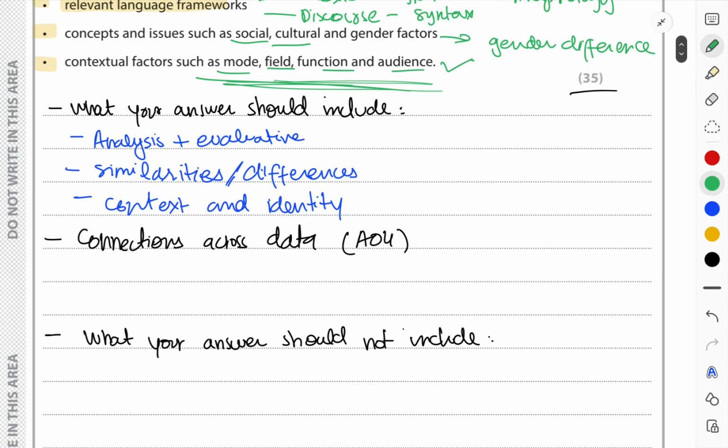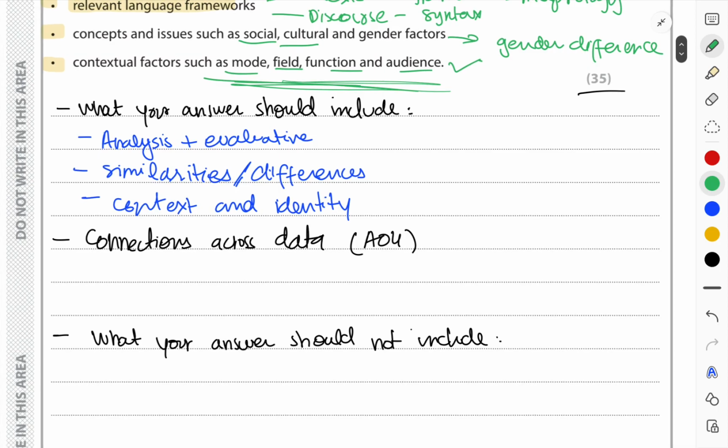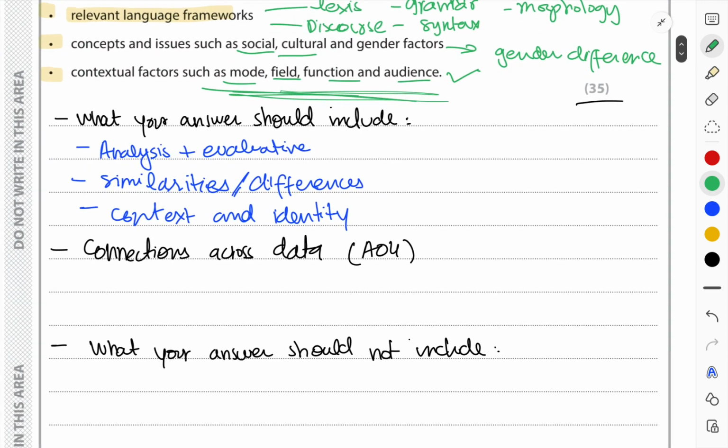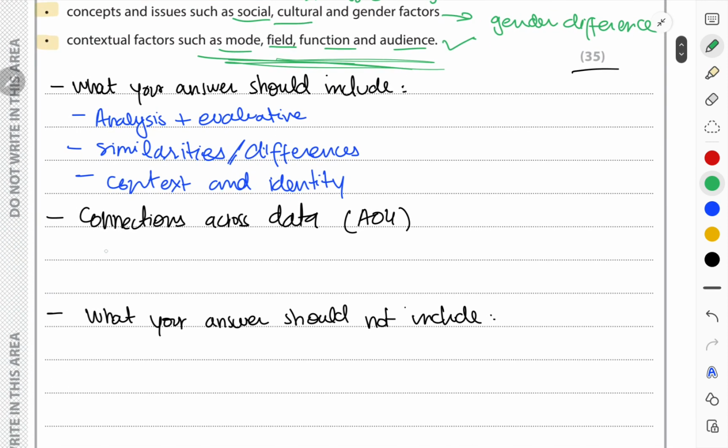Now, another thing that you should definitely do in your answer, which I think I've already emphasized, is that you should make connections across data. It's one of your assessment objectives that your answer is not limited. What do I mean by this? First of all, your answer is not limited in the sense that it explores a range of concepts, a range of things that the text possibly indicates.